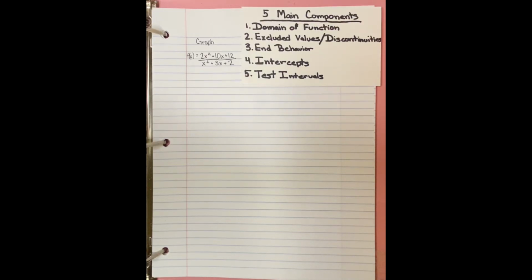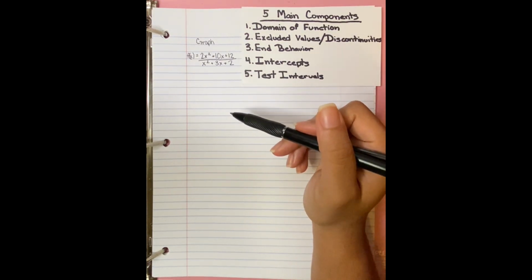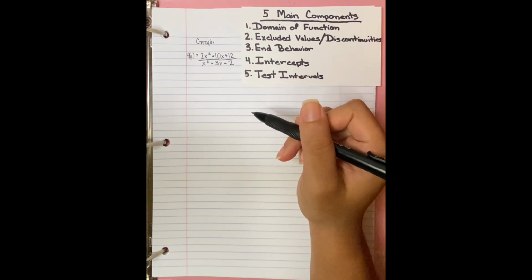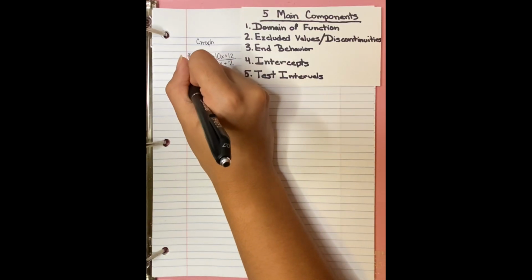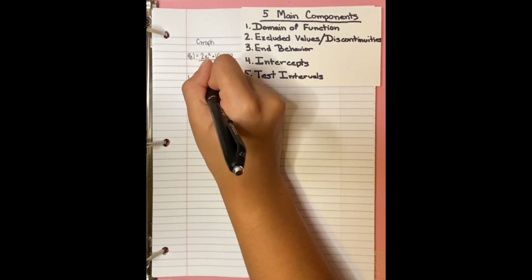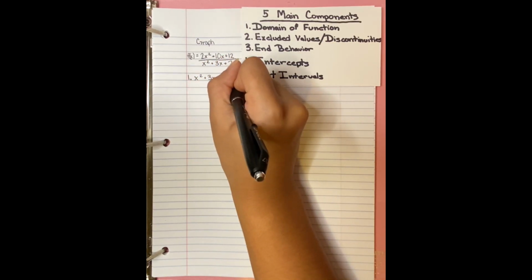Utilizing these five main components can help us to graph rational functions. So the first component we're going to want to take a look at is the domain of the function. And our domain will be all x values for which f of x does not equal 0. So what we're going to do is set our denominator equal to 0. So x squared plus 3x plus 2 is equal to 0.